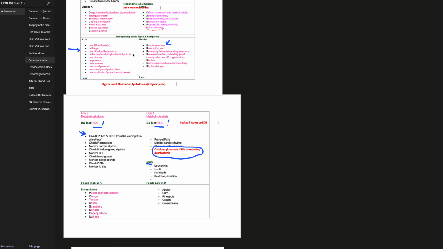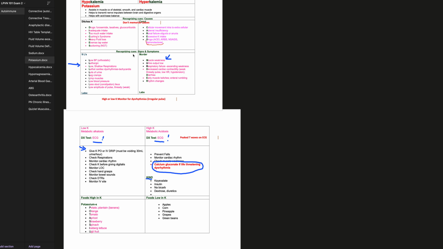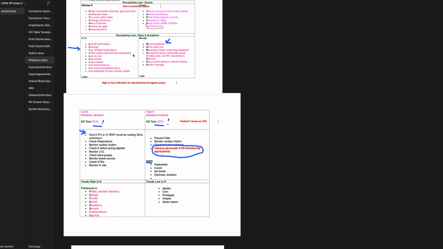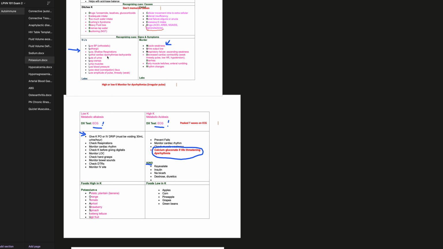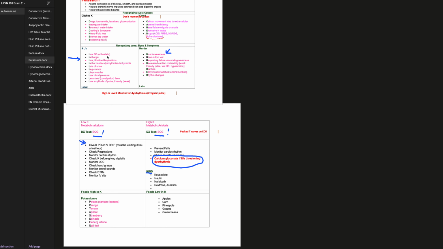Okay, so if you have low potassium, you can remember with the 9 L's. They're going to have a low BP, so hypotension, and they'll be orthostatic, they'll be lethargic, low shallow respirations, cardiac dysrhythmia, so tachycardia, like they can get VTAC, have PVCs. I don't expect you to know how to recognize those, but I'm just giving you an example. They'll be putting out lots of urine if they have hypokalemia.